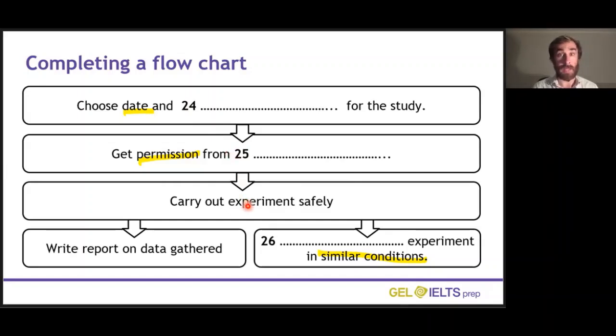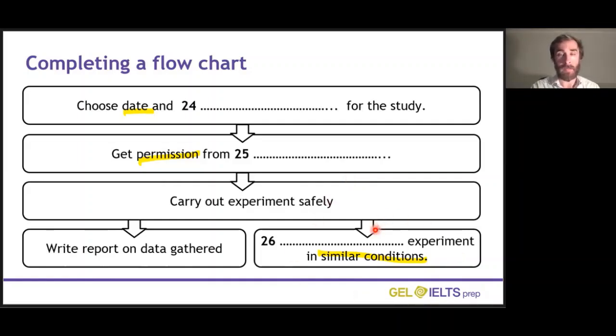Then we have something about carrying out the experiment safely. The flowchart then splits into 2. This means we can't be exactly sure which will come first, but it's very likely that they will speak about the left part first and that 26 will be last. But we can't be 100% sure about this. Let's look at 26 and see if we can predict something about the answer.